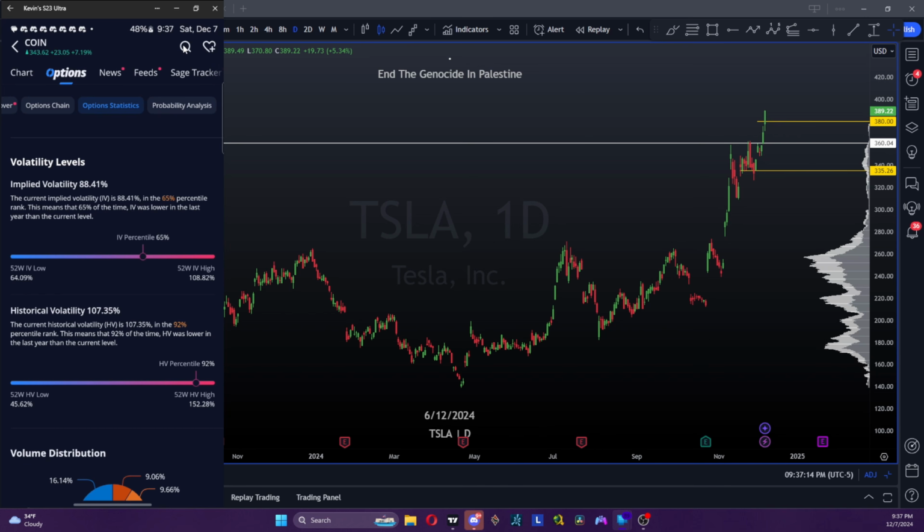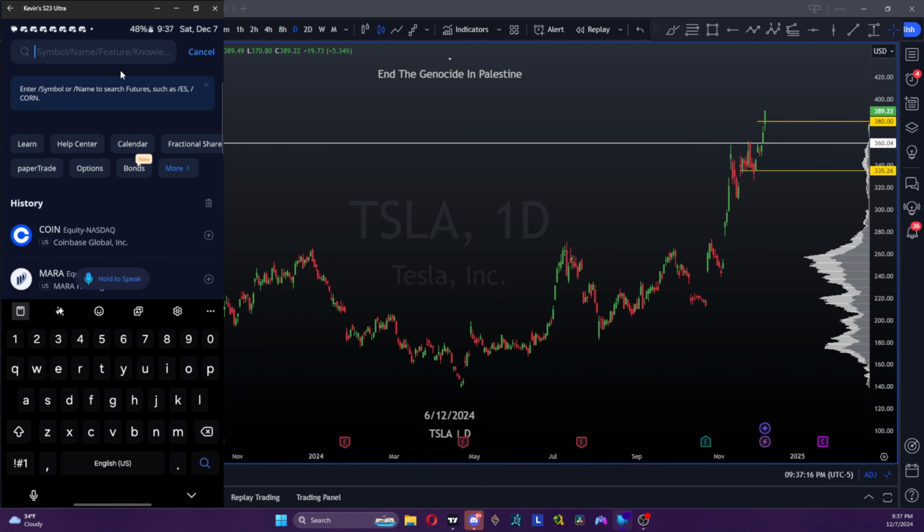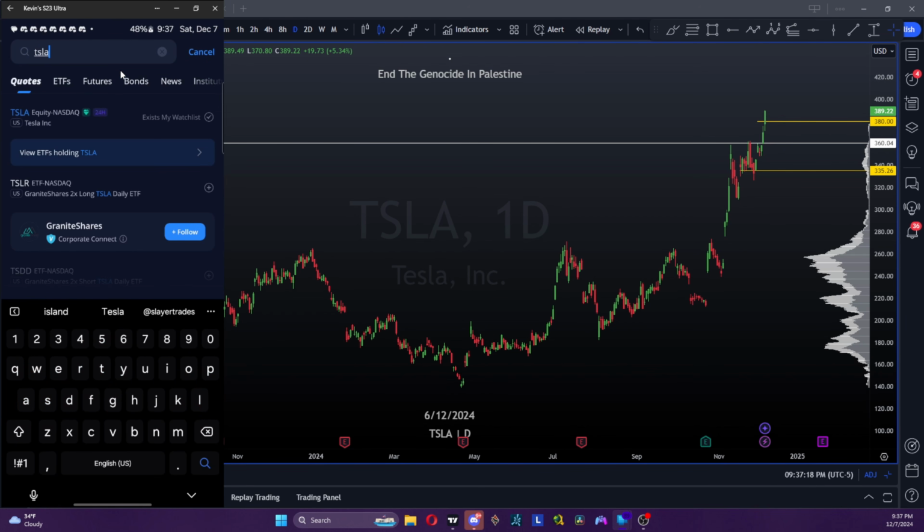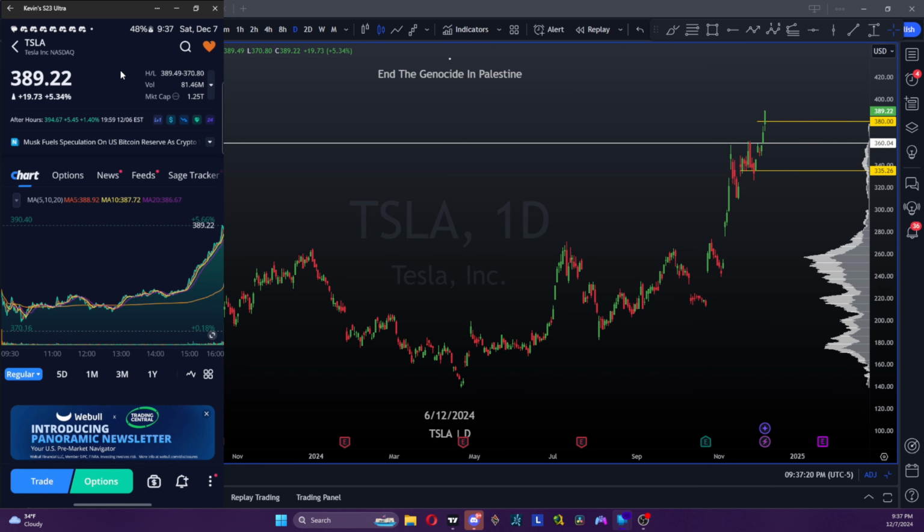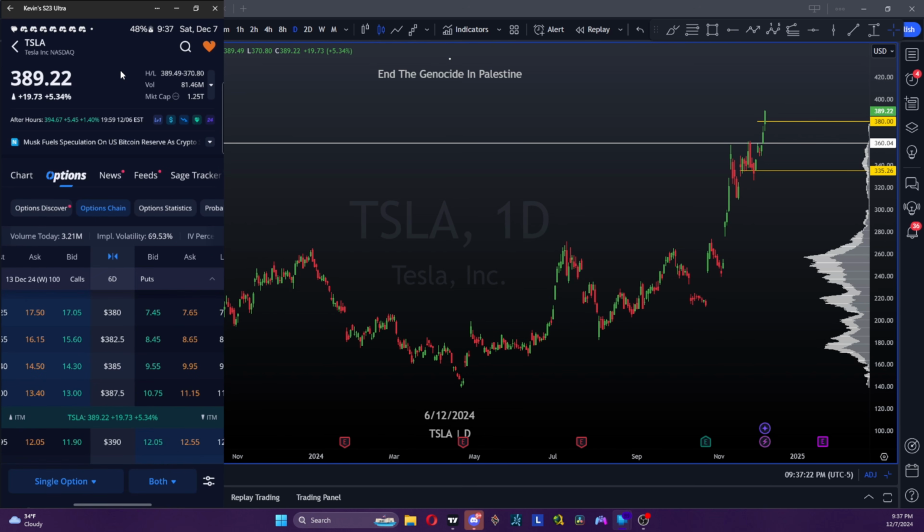So we'll go into Tesla over here on this dumb little Webull app. If you guys don't know, I don't like Robinhood and Webull. I think they're scams, but anyway, that's a discussion for another day.